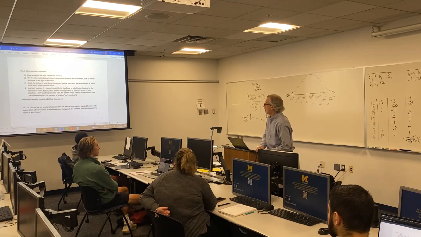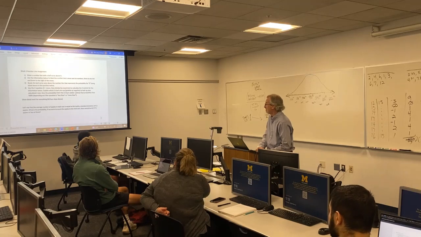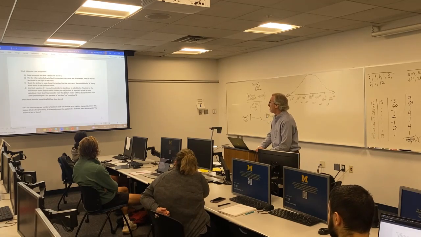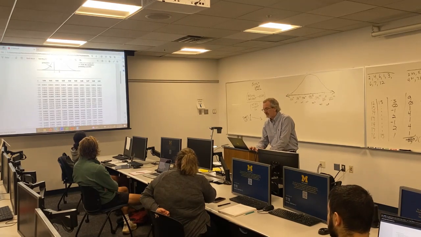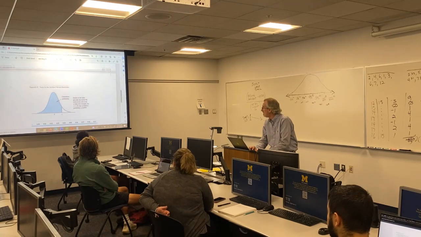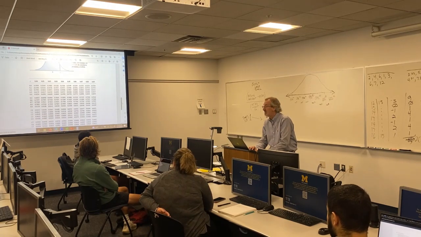Use the Z equation, here it is, X minus the mean, then divide by the standard deviation, to calculate your Z statistic from the information below. Explain which Z chart you use, the positive or the negative. I want to make sure you realize what that is. This is the negative Z chart. Down below is the positive Z chart.